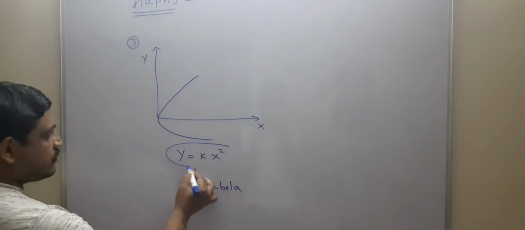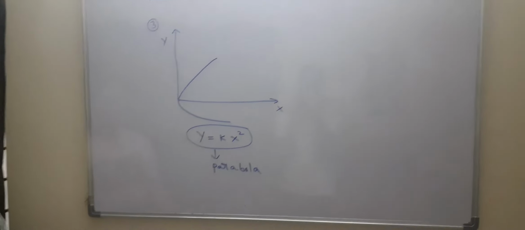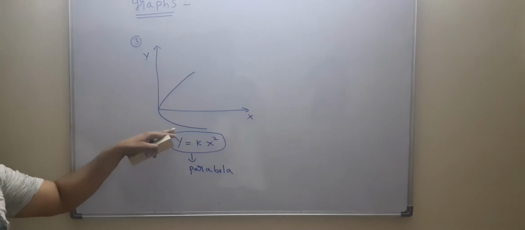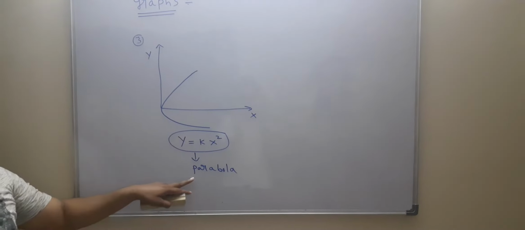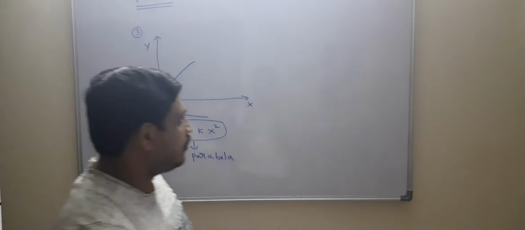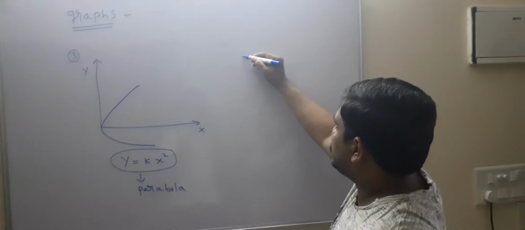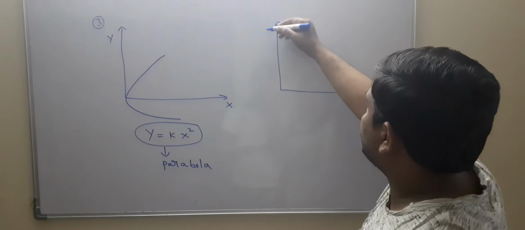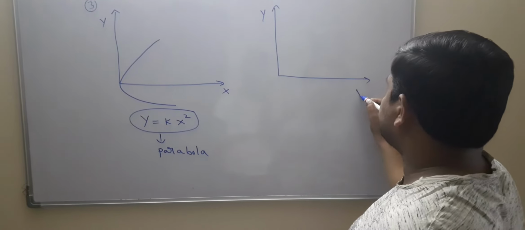What is the equation? Y equal to kx square. This is the shape of the graph, Nana. The graph shape is called parabola. And again, look here, fourth graph, Nana. Today I discuss. Here, y-axis, x-axis.